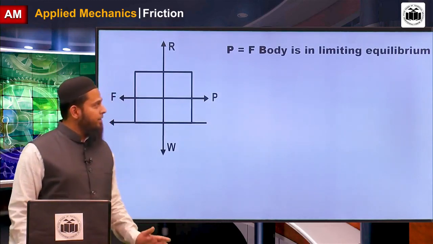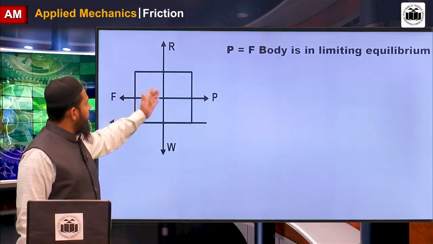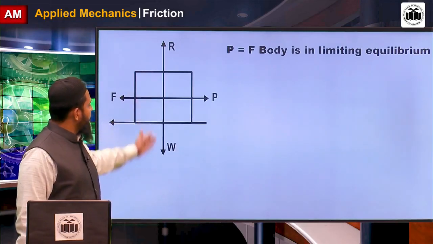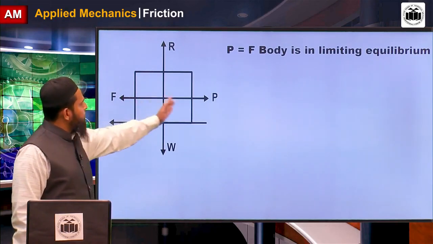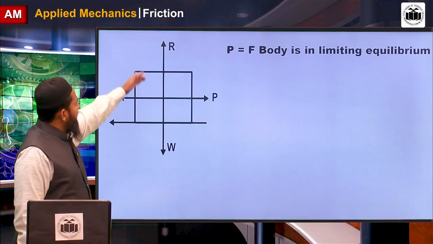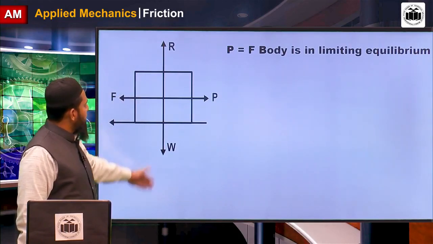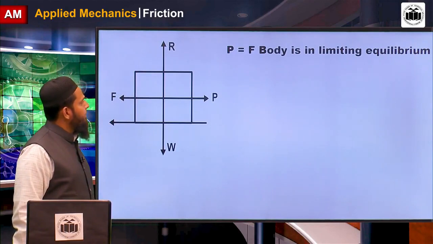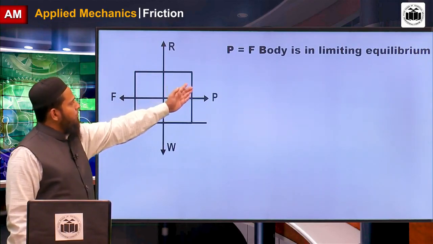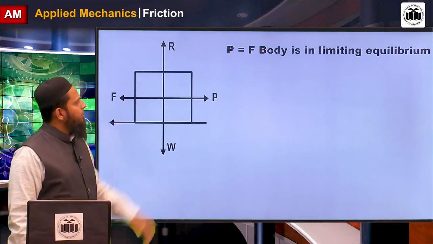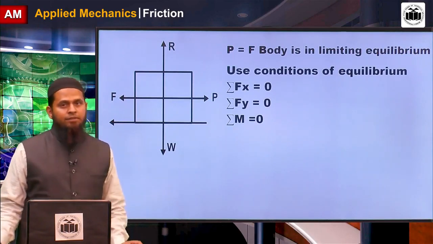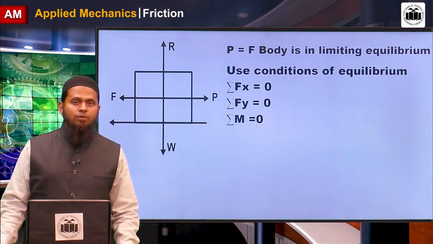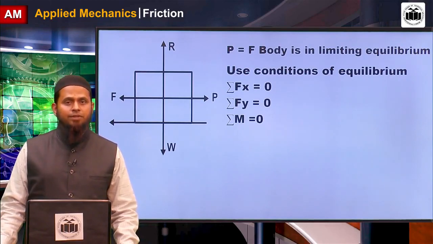Now we simplify this figure or block in this way. Frictional force F is opposite to the pull force, and normal reaction is opposite to the self weight of the body. For P equal to F, the body is in limiting equilibrium. Now we can use the conditions of equilibrium: summation Fx equals 0, summation Fy equals 0, and summation of moment equals 0.